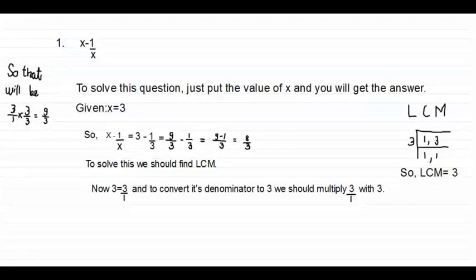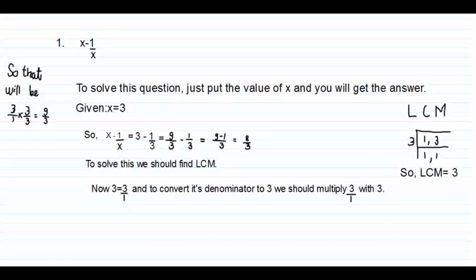So guys, to solve our first question, which is x minus 1 by x, we should just put the value of x and we will get the answer. So this is not as simple as mentioned here. We should first solve this. It is given to us that x is equal to 3. So x minus 1 by x will be equal to 3 minus 1 by x, as we will substitute this x with 3 and minus 1 will remain the same. This x will also be substituted by 3.